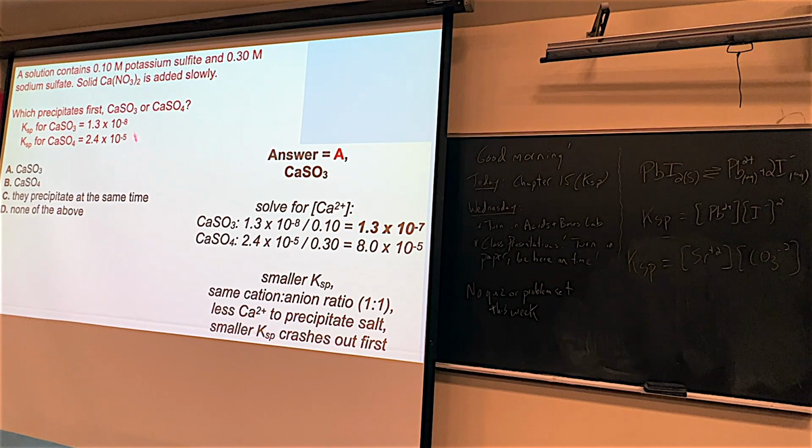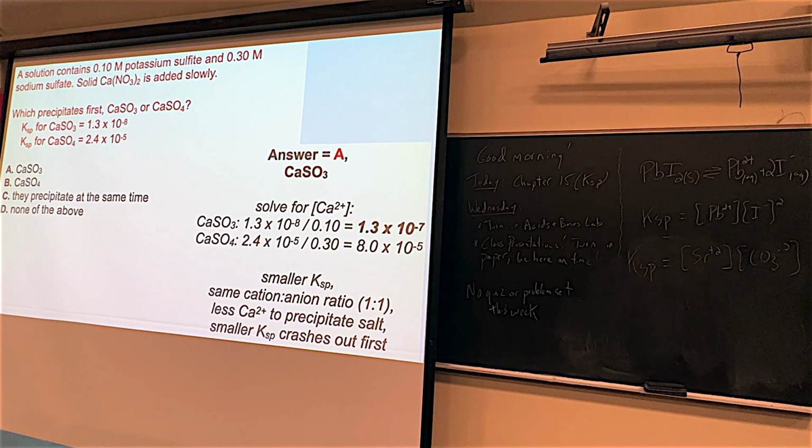You would take the KSP and divide by the appropriate concentrations. But again, most of the time, the smaller KSP will precipitate out first, and that's definitely the case right here. The number 1.3 times 10 to the minus 7th is smaller than 8 times 10 to the minus 5. So again, that means that this one will begin to make a solid before this one will right here. Any questions on that?